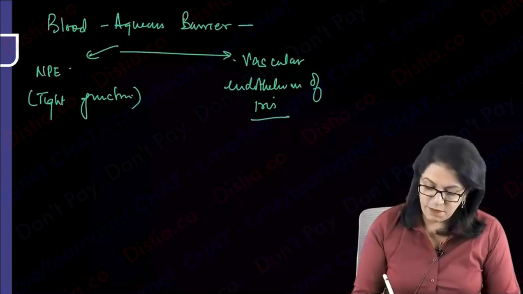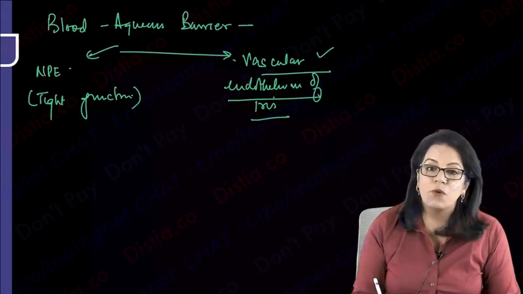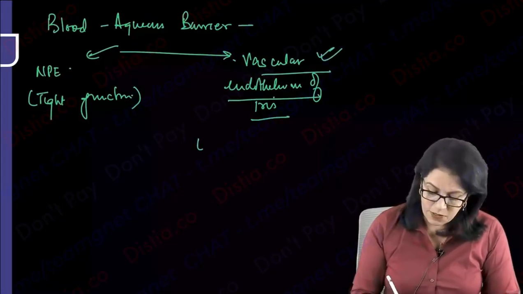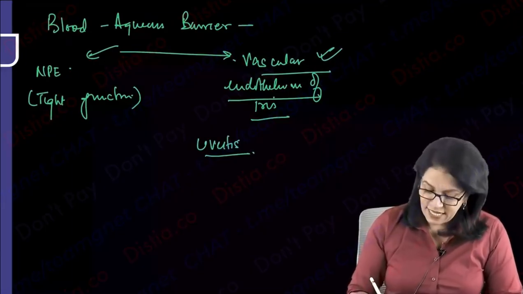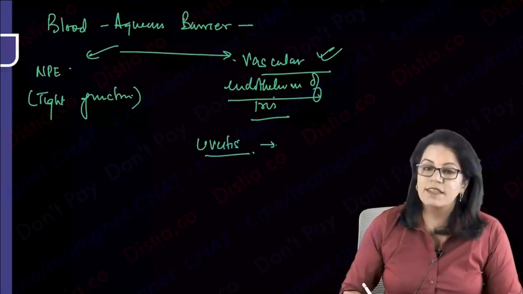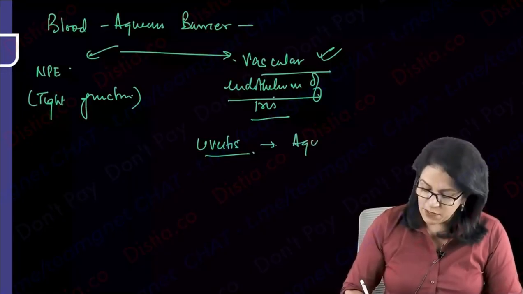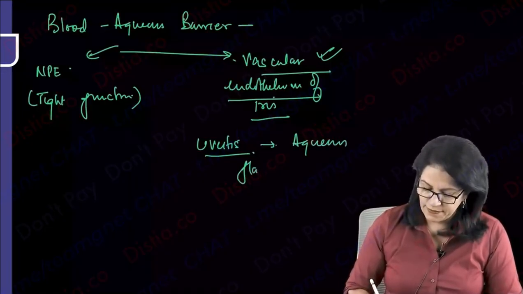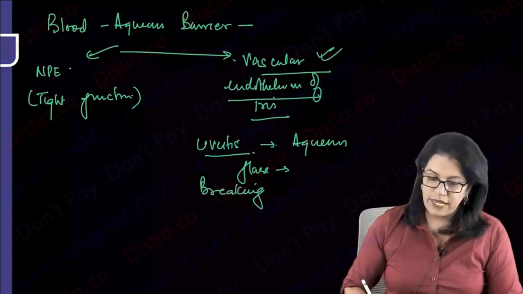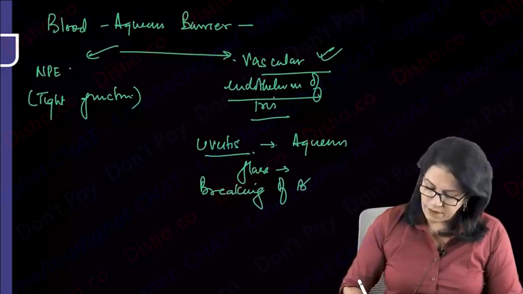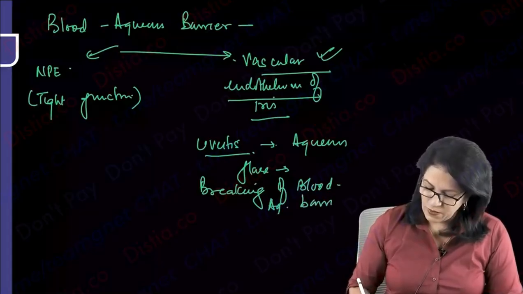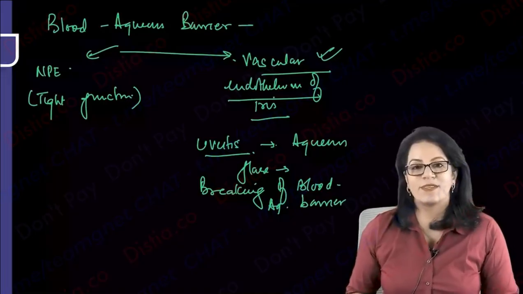Because whenever the capillary permeability is more in the iris, you can note down here so that we don't forget that in uveitis, the aqueous flare is due to breaking of this blood aqueous barrier. Done, all of you? Breaking of blood aqueous barrier. Correct. I write with you so that it's comfortable for you to make the notes.